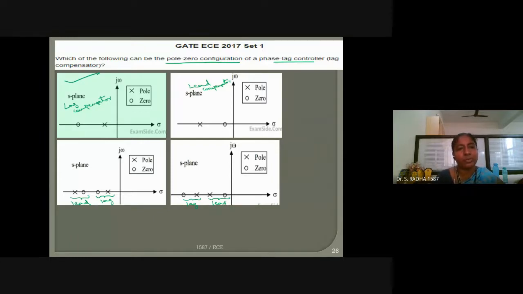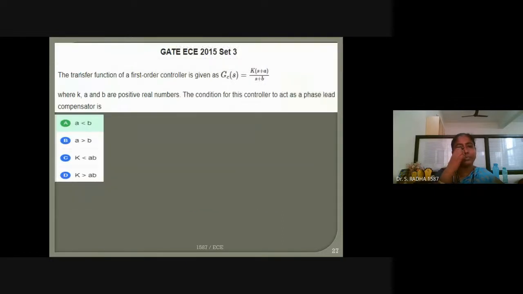So what about the pole? In lag it is minus 1 by beta tau, and the zero is minus 1 by tau. Coming to the lead compensator, the zero is minus 1 by tau and the pole is minus 1 by alpha tau. Now, option A is the correct answer. The pole zero diagram of the lag compensator they are asking. This is the final answer. I am going to the next problem.